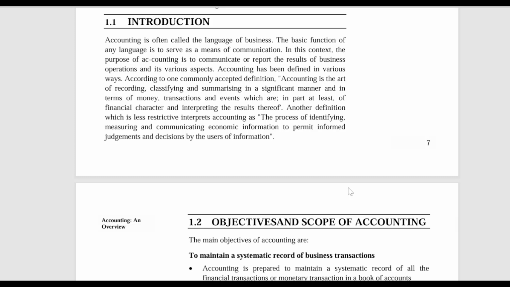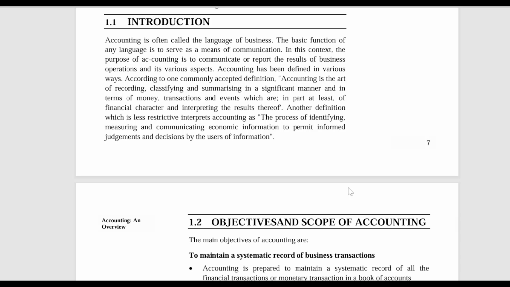Accounting is often called the language of business. The basic function of any language is to serve as a means of communication. In this context, the purpose of accounting is to communicate or report the result of business operations and its various aspects. Accounting has been defined in various ways.